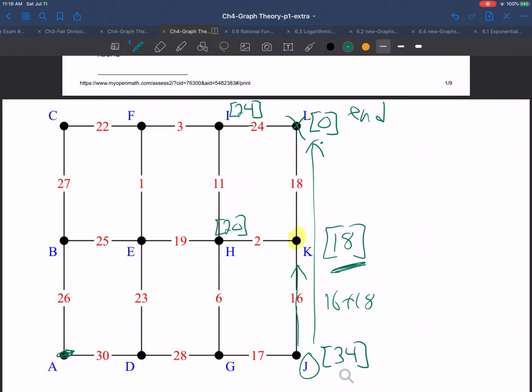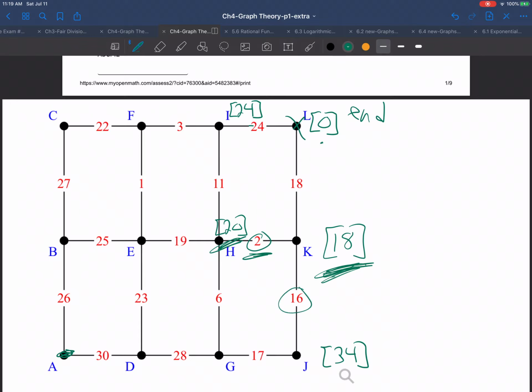Do you see what I'm doing there? I'm finding out how far these points are from the end. That's what we're going to do throughout the whole map, find out how far each point is from the end. And how did we do it? We just took the 18, because we knew k was 18 from the end, and we added the 2 to get the 20. Right? Because if k is 18 from the end, and h is 2 from k, then add 2, he's 20 from the end.